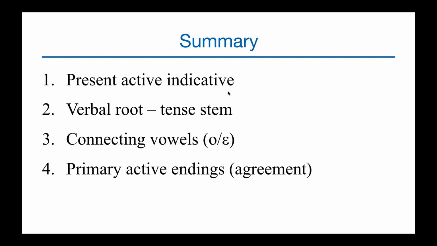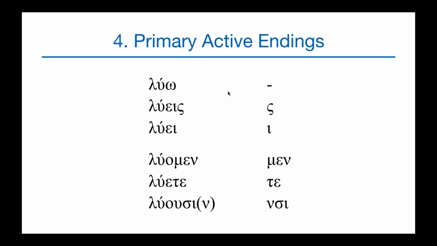So this is actually a pretty short chapter. And you can see here, with the present active indicative, we need to tell the difference between a verbal root and a verbal stem. We need to be able to tell what a connecting vowel is. In this particular one, it's omicron or epsilon. And then we have to learn our primary active personal endings. And there they are.